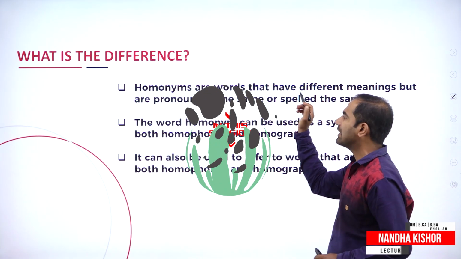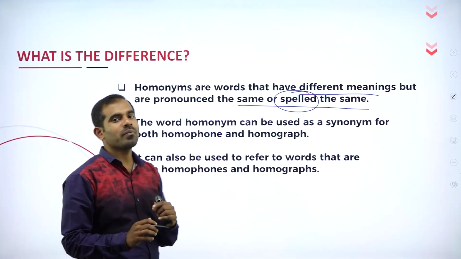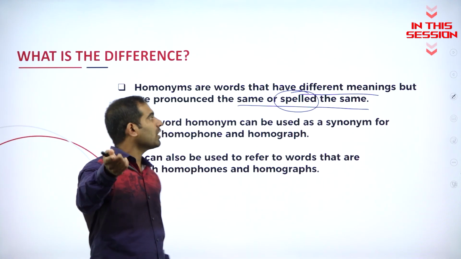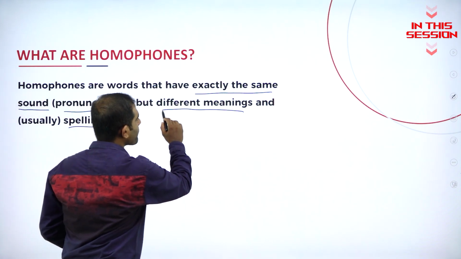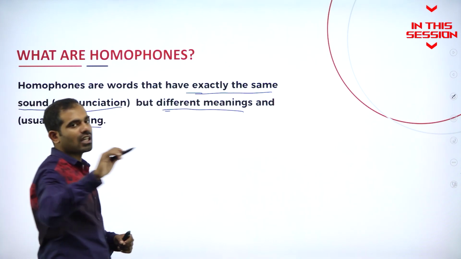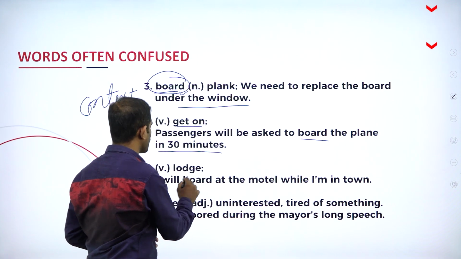Homonyms are words that have different meanings. Homonyms, the spellings are different, but when it comes to homophones, the spelling is same, but the sound is different. You're speaking about something, and depending on that situation, you're going to use these words.